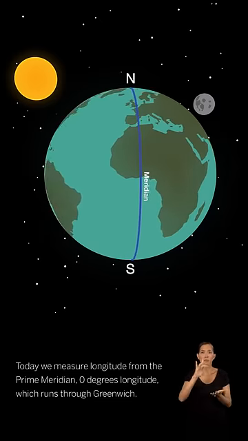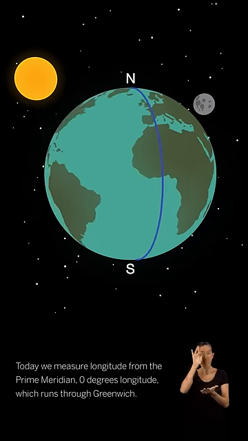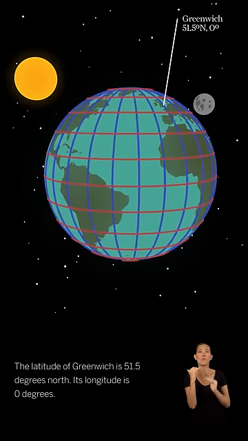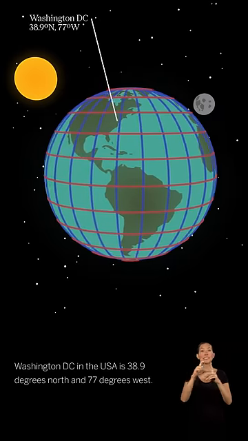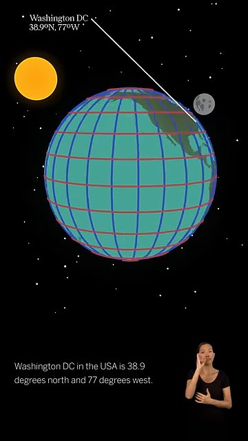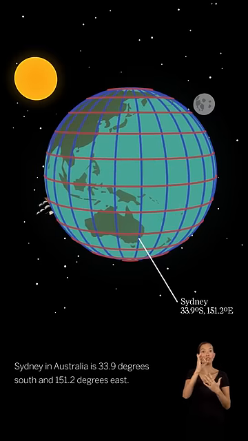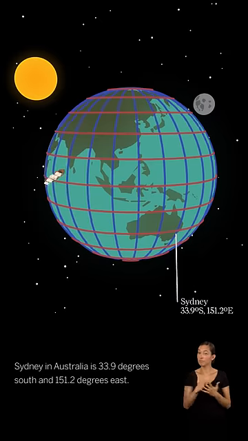Today, we measure longitude from the prime meridian, 0 degrees longitude, which runs through Greenwich. The latitude of Greenwich is 51.5 degrees north. Its longitude is 0 degrees. Washington, D.C., in the USA, is 38.9 degrees north and 77 degrees west. Sydney, in Australia, is 33.9 degrees south and 151.2 degrees east.